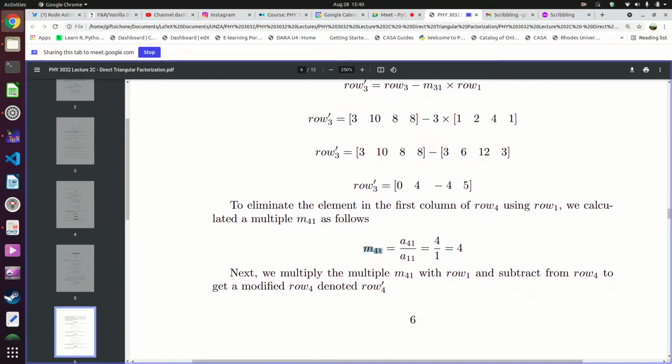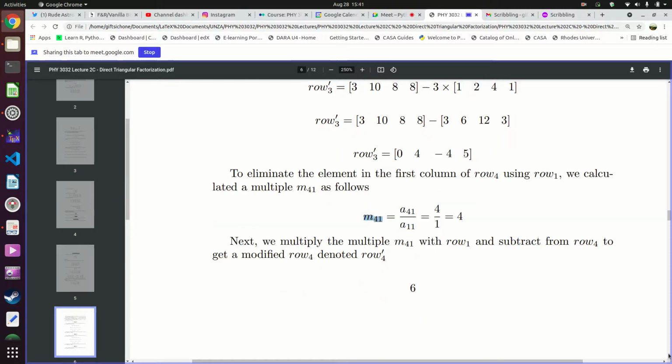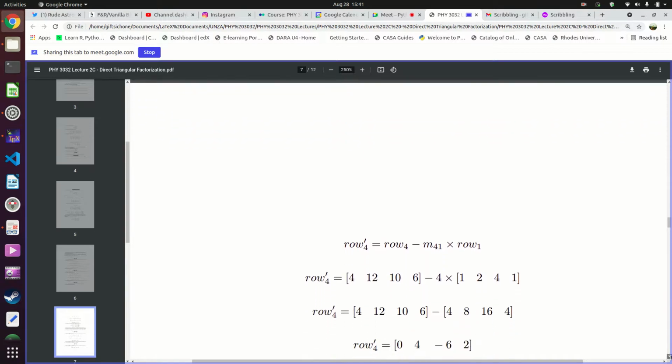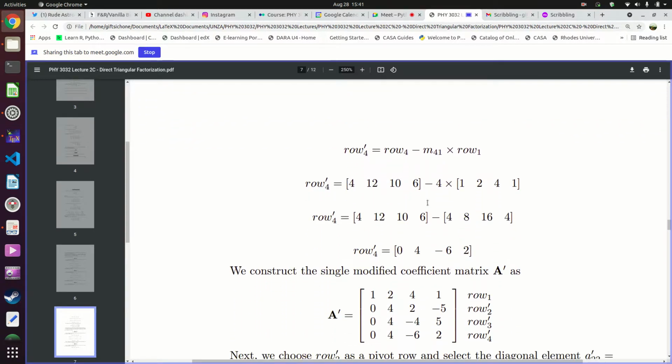Next, we move on to work out the multiplier M41, which we're going to use to modify row number 4. So M41 is going to be A41 divided by A11. That's going to be 4 divided by 1. That's going to give you a 4. So in this particular case, this is the multiplier which we are going to use in our lower triangular matrix. And next, we do the modification of row number 4.